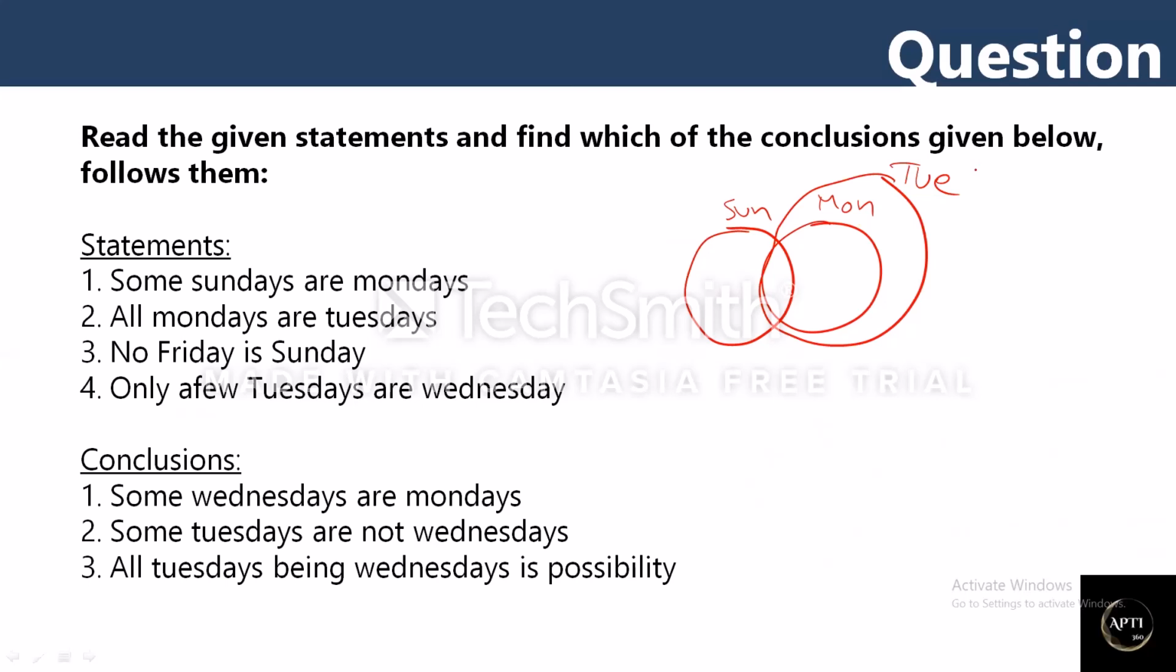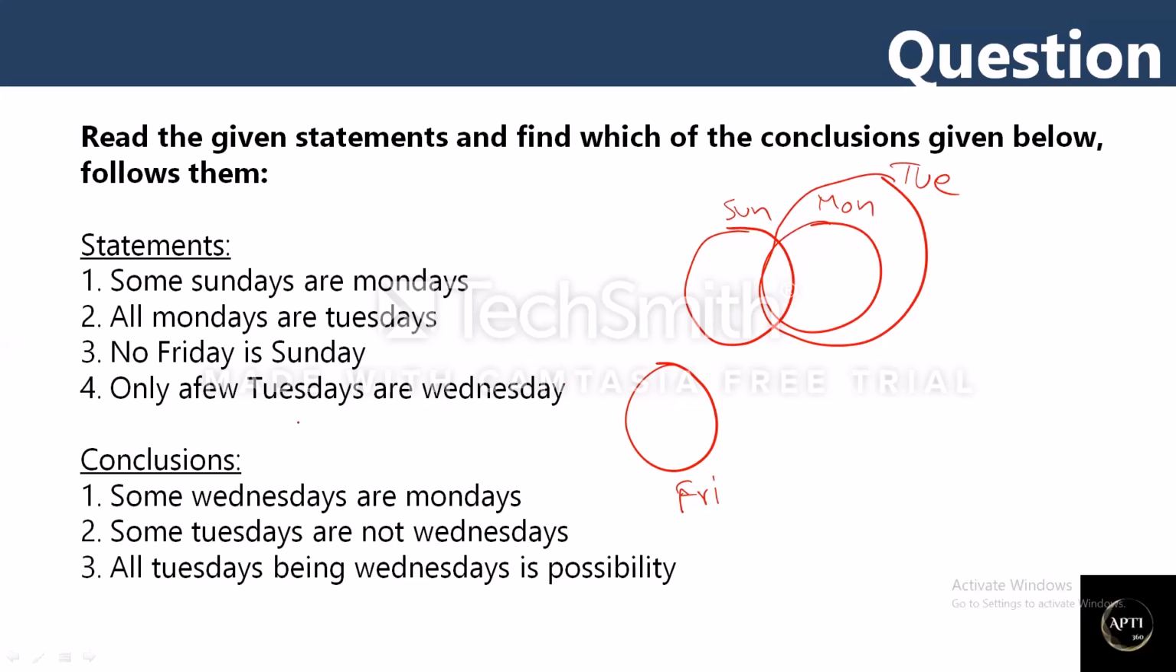No Friday is Sunday means of course we can draw Sunday and Friday diagram separately. In the minimum case, they have clearly given that no Friday is Sunday. Sunday and Friday circles should not intersect, but Friday can intersect with the remaining circles in the maximum case. We can disturb other circles. Remember this point.